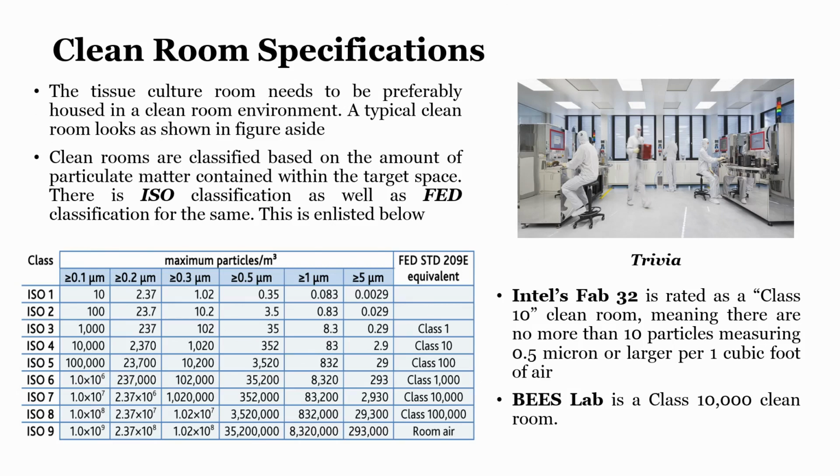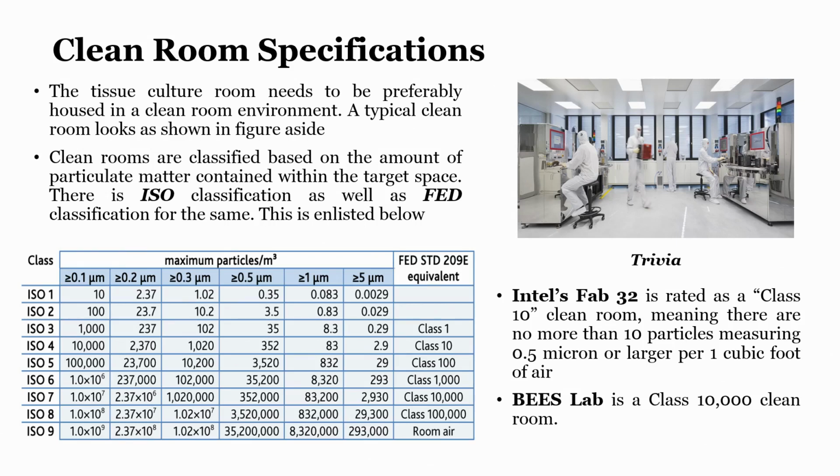Now, when you talk about a clean room, what exactly does it mean? Clean rooms are classified based on the amount of particulate matter contained within the targeted space, right. So, how much particulate matter is there within a given targeted space? Based on that, we can classify the clean rooms. There is an ISO classification as well as a FED classification, listed below, with classes ISO 1 to ISO 9. Within these, you can see what maximum particles per cubic meter should be there for the clean room to be classified as class ISO 1.